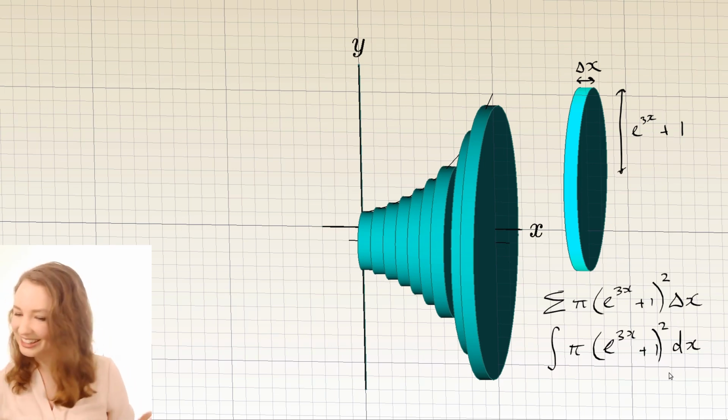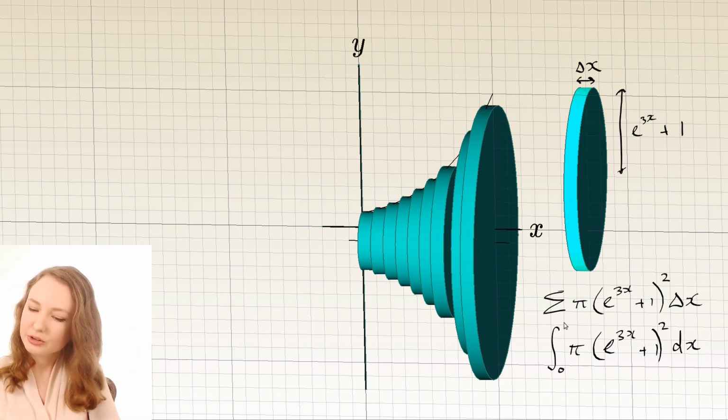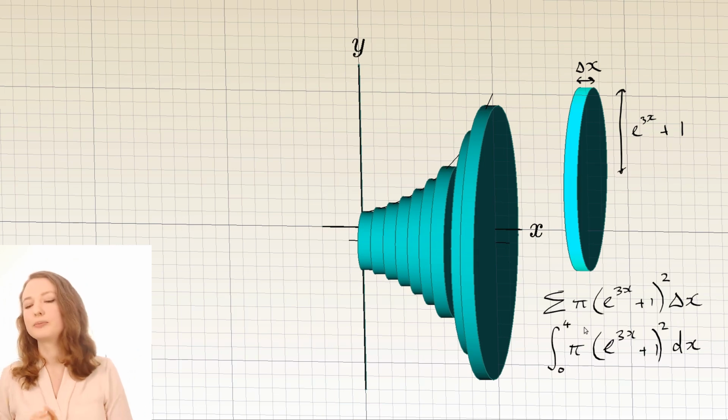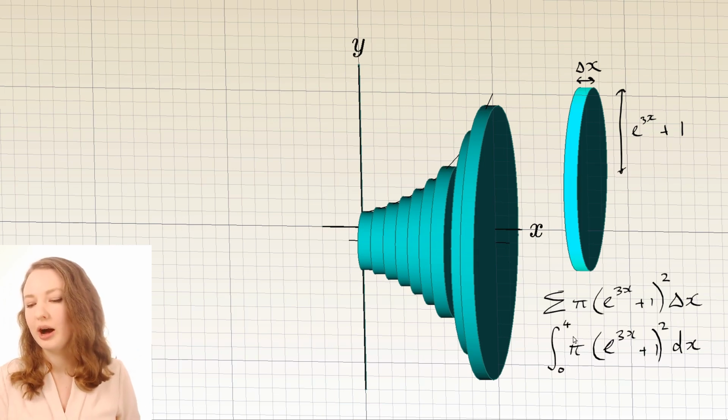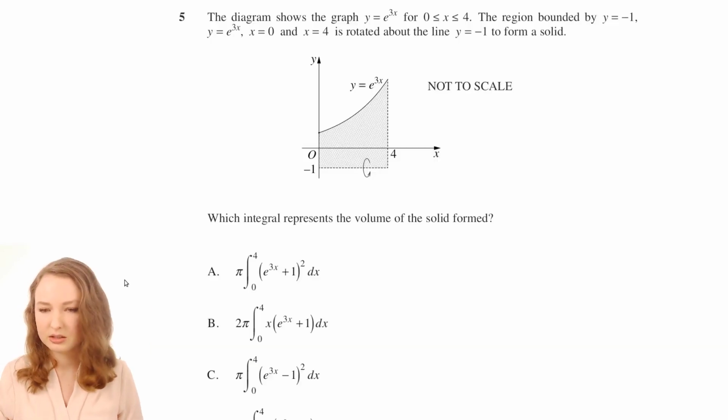But anyway, and of course x runs from 0 to 4. So I should put that in. And then you can pull the pi out the front because that's just a constant. And then we get that. So that is A.